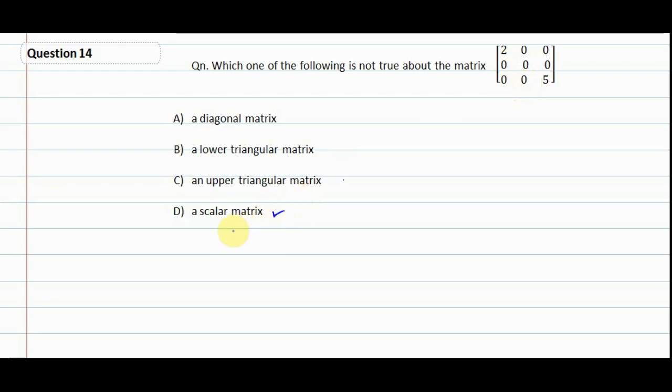Now coming to statement D, it says that it's a scalar matrix. A scalar matrix is one which has equal principal diagonal elements. Here the principal diagonal elements are 2, 0 and 5. They are not equal. Therefore this is not a scalar matrix. So the statement which is not true about the given matrix is option D, a scalar matrix.